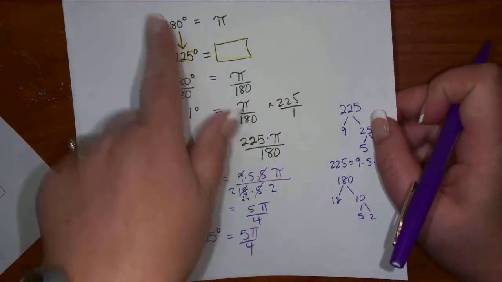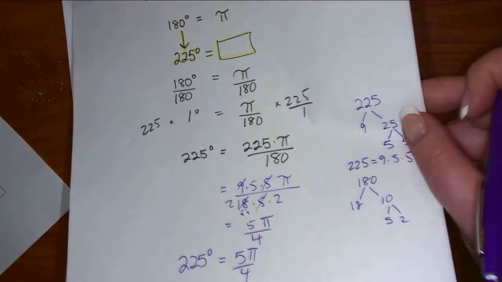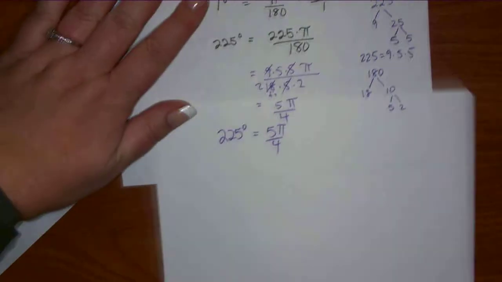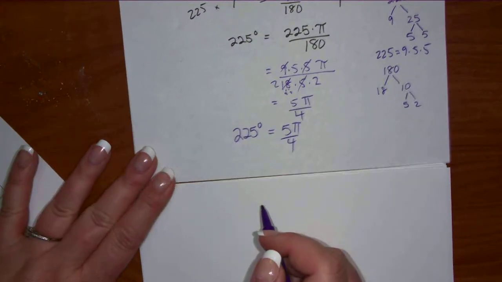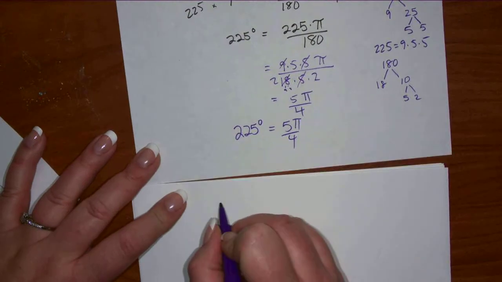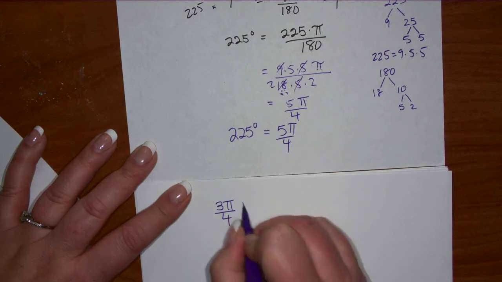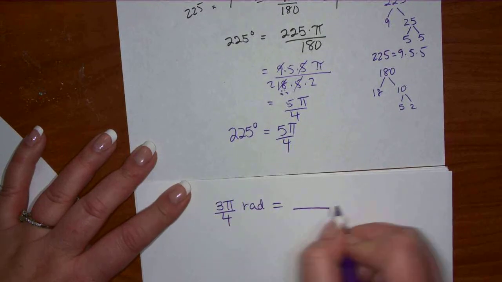But let's do another question where I start with something in radians and convert it to degrees. Okay? So let's write down, say 3 pi over 4 radians is equal to blank degrees.